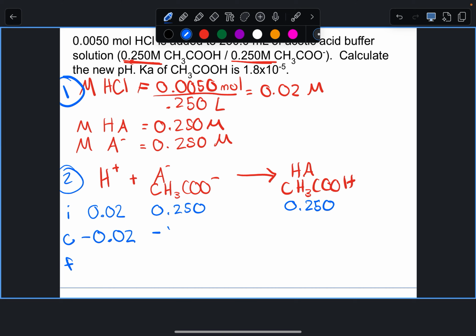So minus, plus, just like I was doing minus x, plus x, but I know the value here because I'm going to use up all of this strong acid. Okay, so there's going to be 0 of this, 0.23 of this, and 0.27 of that.